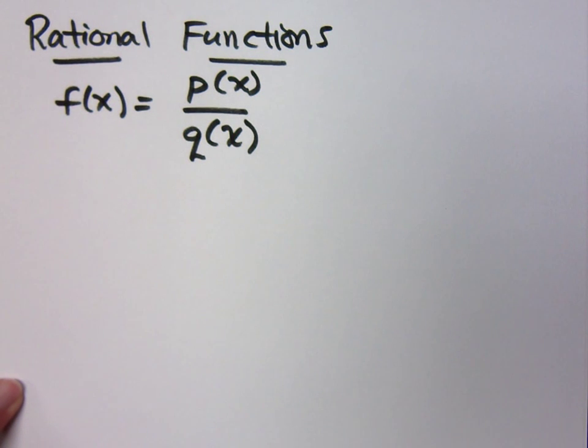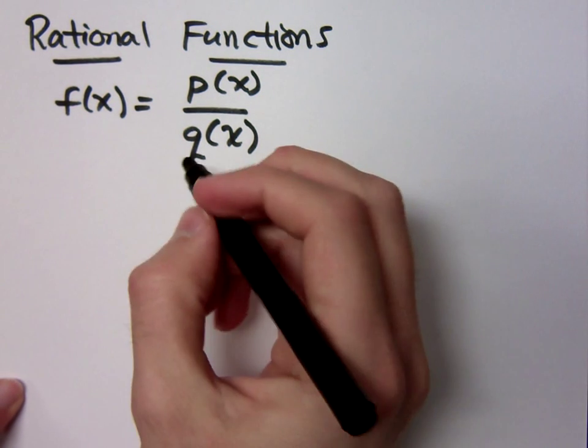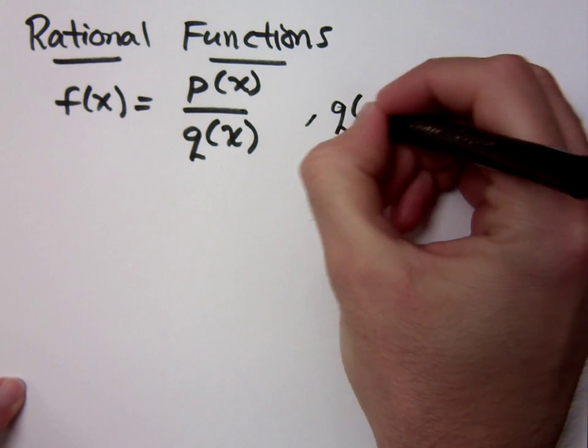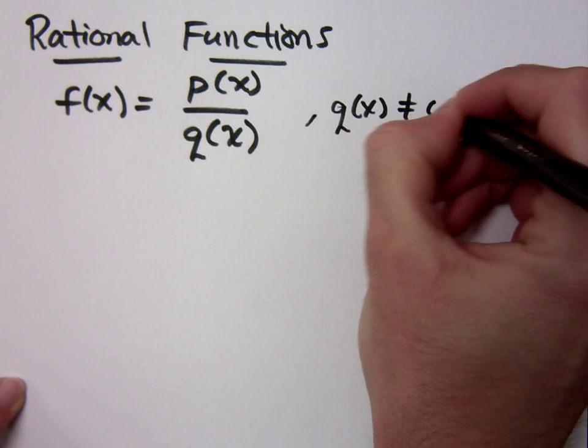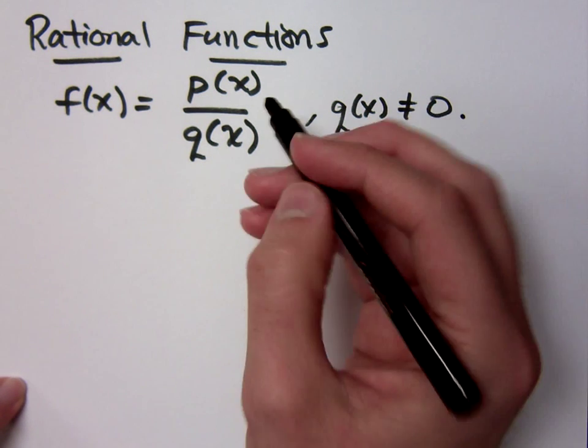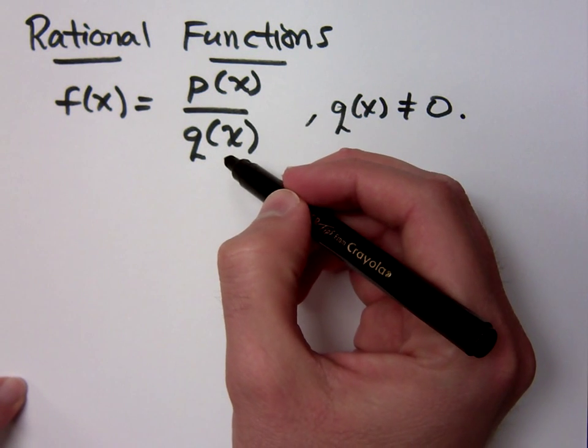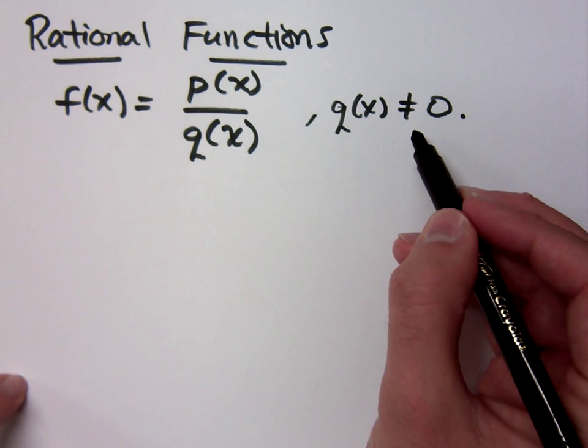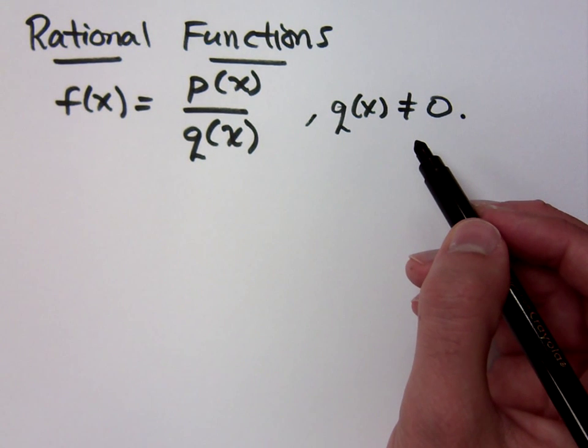What was that about equal 0? I said q can't equal 0. The thing here is that you can't have q of x be what we call the zero polynomial. So a rational function is one polynomial divided by another one, but this bottom one can't always equal 0.